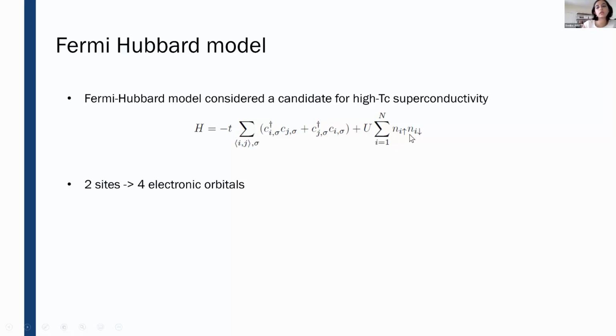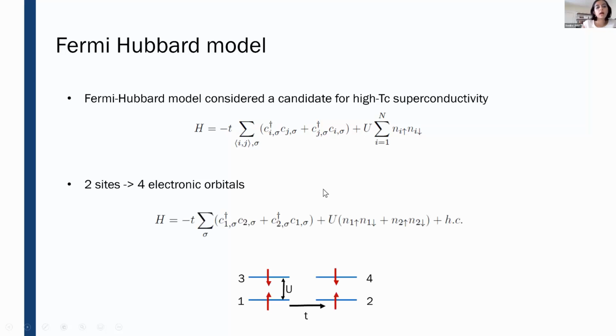If there are two fermions on the same site, that gives them an energy penalty of U, right? And so let's start with the simplest version of this model, which consists of two sites. On each site there are two electronic orbitals, right? They correspond to spin up, spin down on one site, and then spin up, spin down on the next site. And then the energy penalty U, and then the probability of tunneling T.